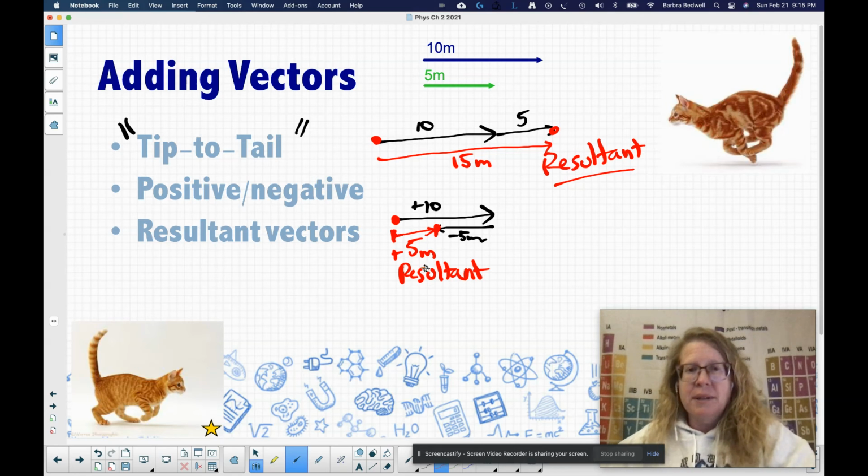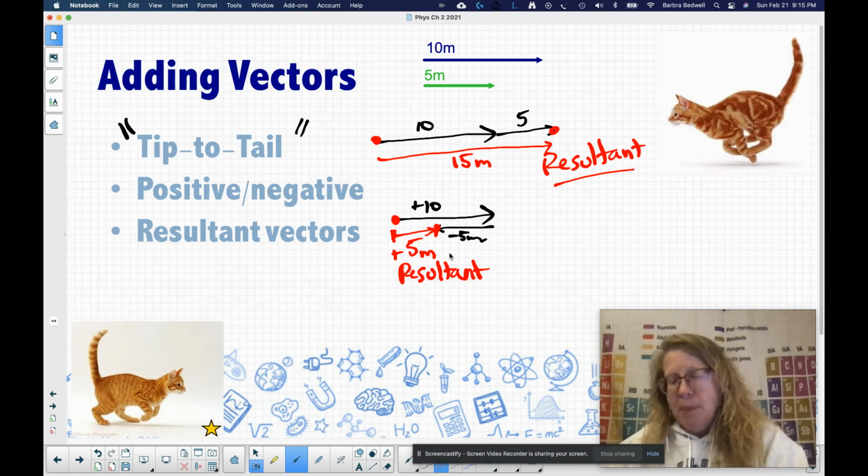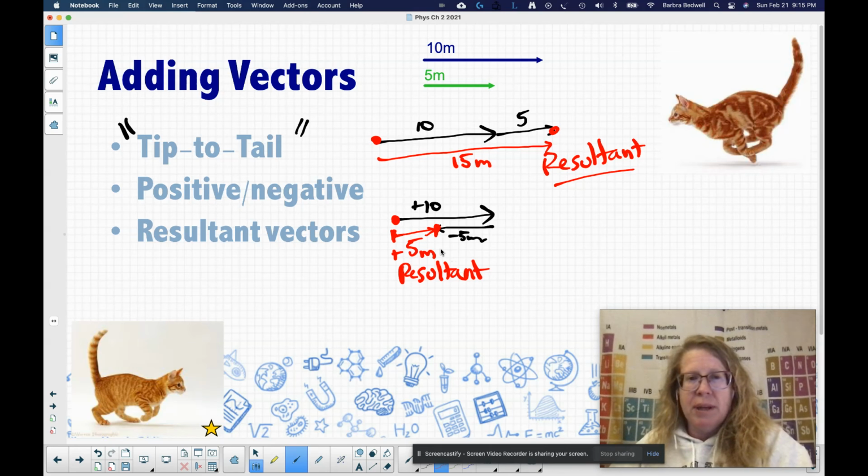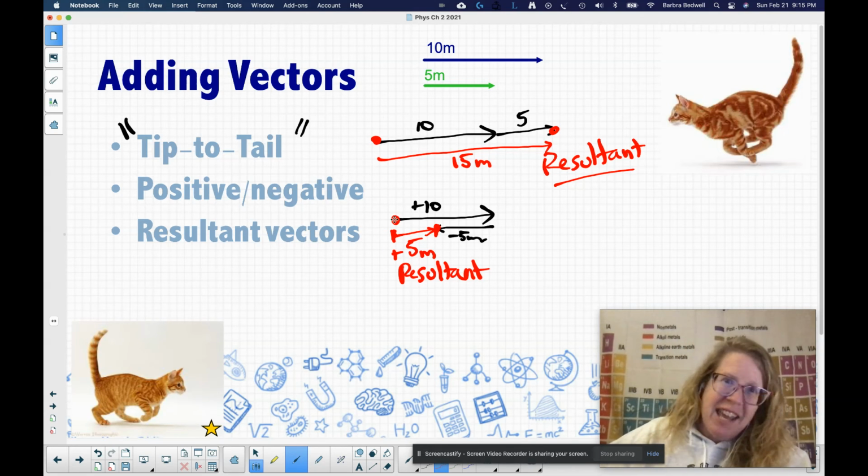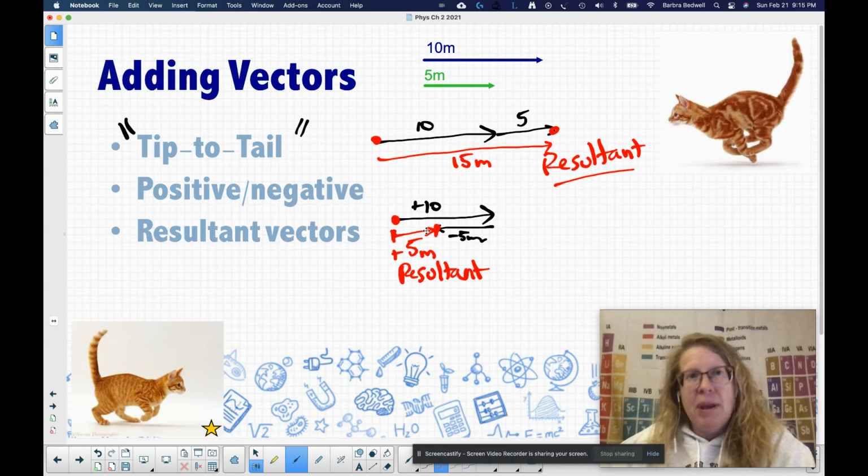I'll do a couple more of these. So again, it went to the right 10 and to the left 5. The net movement is to the right 5 spots, or forward and backwards if you want to talk about it that way. But again, you always go from the very first tail to the very last tip. If you add them tip to tail, that's what you end up adding up. So let's take a look at another example of how this could be laid out.